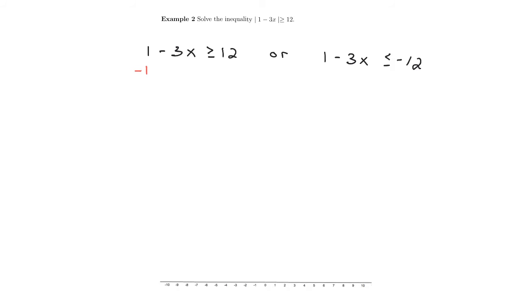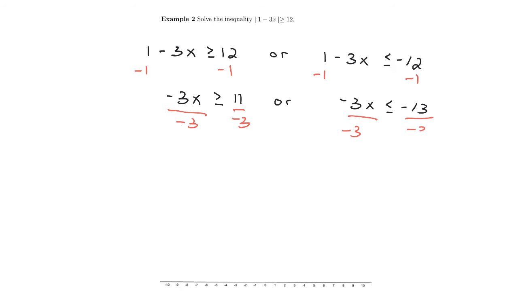Now that we have both of these pieces, we can just solve like we had before. I'll subtract 1 from both sides, and I'll do the same thing over here as well. And we have negative 3x is greater than or equal to 11, or we have negative 3x is less than or equal to negative 13. Okay, and we're almost done. We just have to divide both sides by negative 3, and that holds true for both pieces. But this time we've just divided by a negative number.